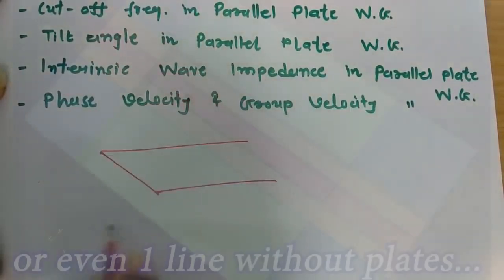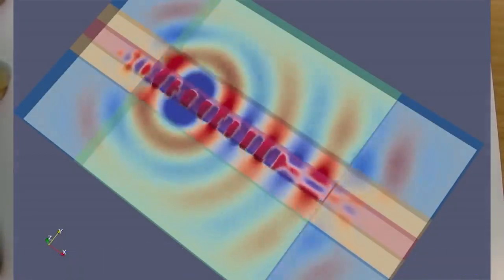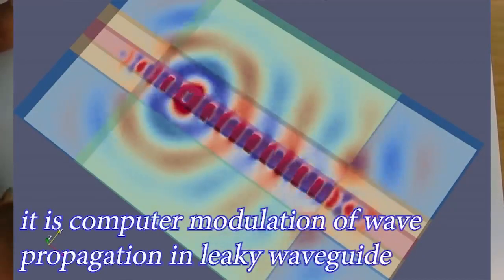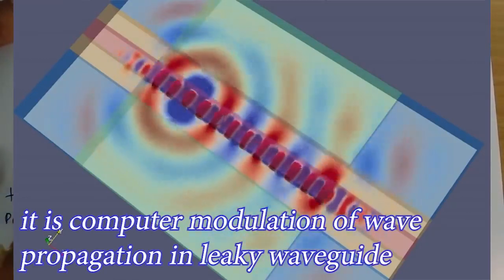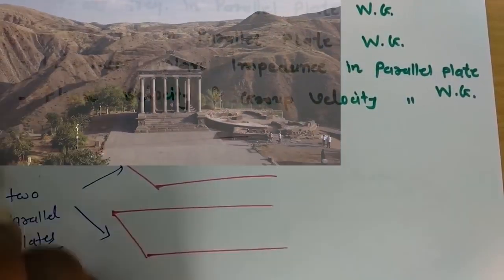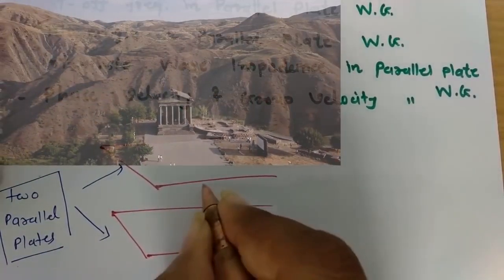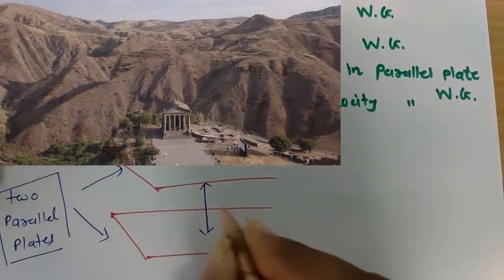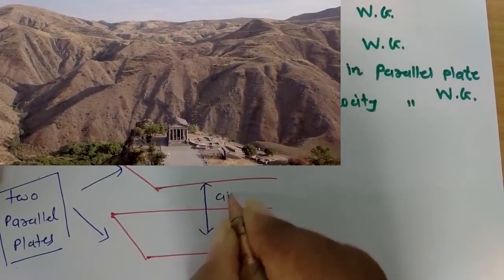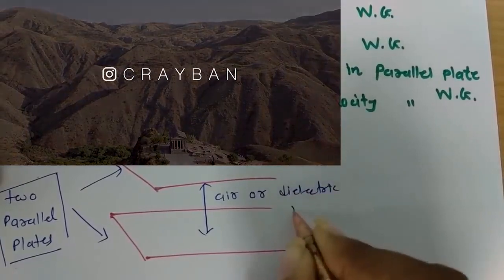So when we see the basic structure of the parallel plate waveguide, that basic structure is like this, where two parallel plates are there. So one can say these are two parallel plates, which is the basic structure of a parallel plate waveguide, where there could be dielectric material separating the two plates. So in between that there could be air or dielectric material.